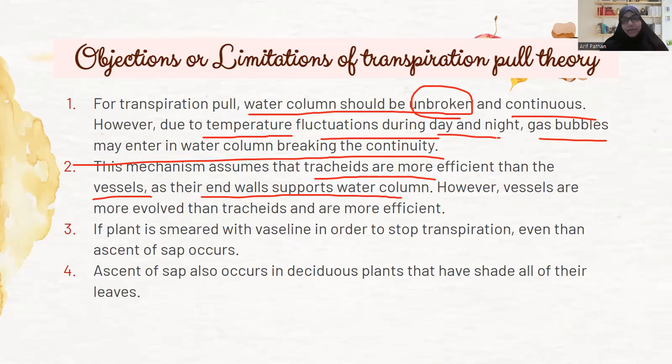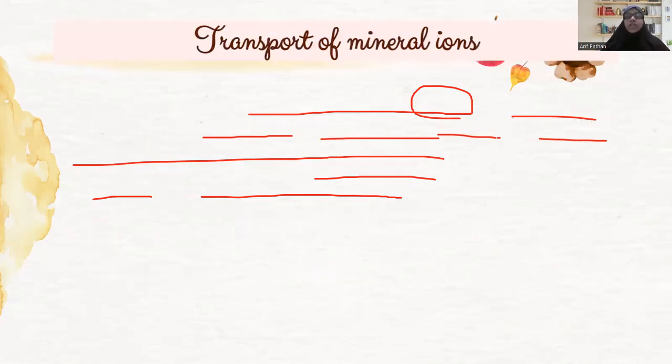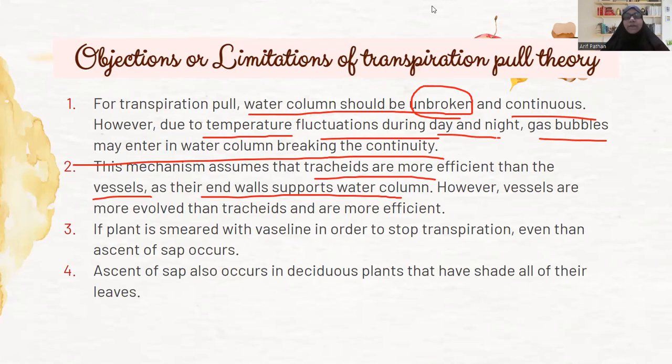They are in shade most of the time. Okay, so in that also transpiration is happening, though they are not under the sunlight. So that's one of the drawbacks. Okay, so this was about the transpiration pull theory.